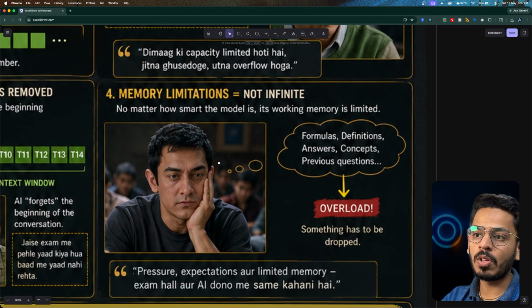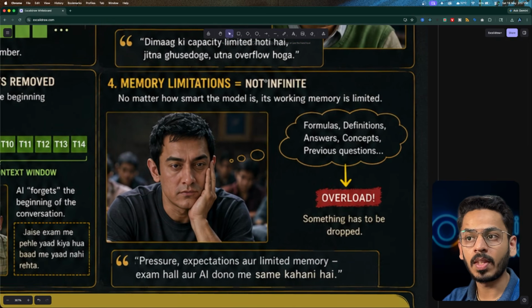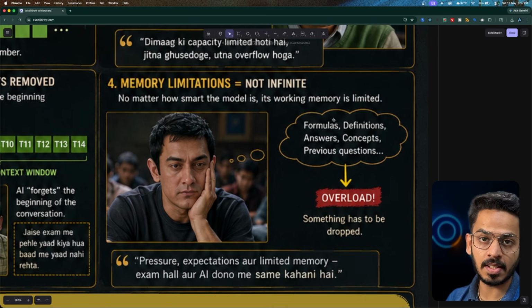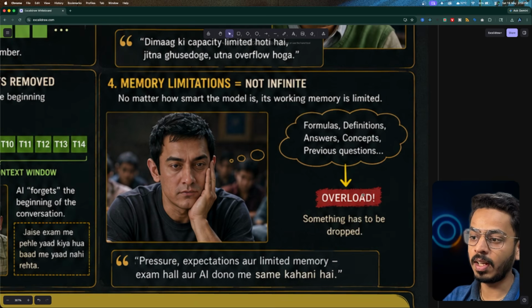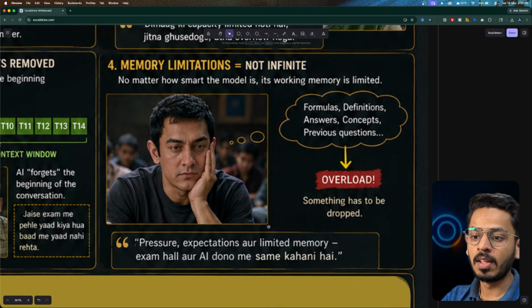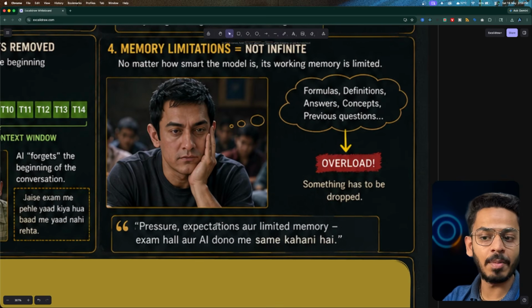Next, we also have some memory limitations. The memory here is not infinite. No matter how smart the model is, its working memory is limited. We are giving it many things, as in formulas, definitions, answers, concepts, and previous questions from the previous chat history. This results in the memory getting overloaded. Sometimes it has to be dropped. So: pressure, expectations and limited memory.